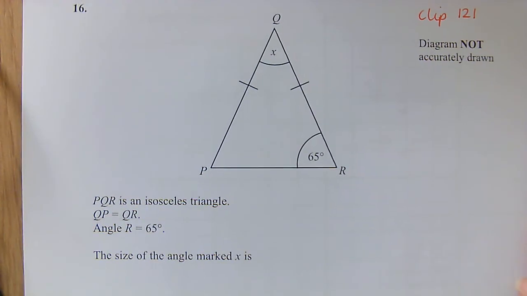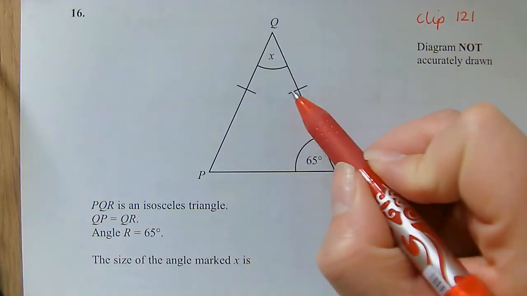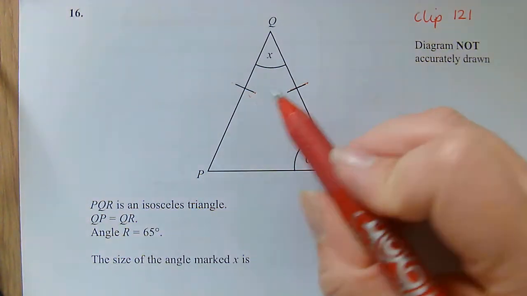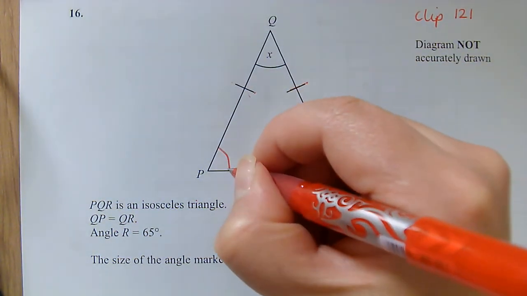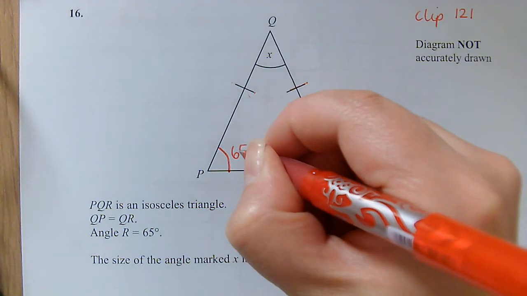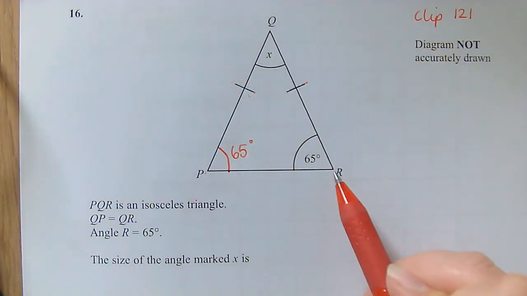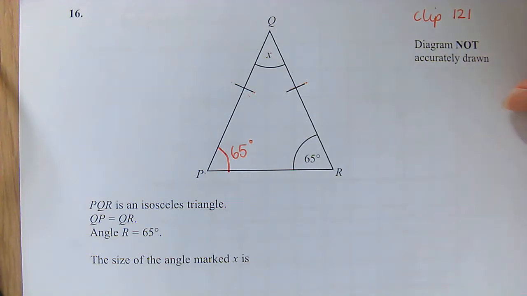Question 16, we've got an isosceles triangle. So remember, those little lines mean that the lines are equal in length. Isosceles triangle means our base angles are equal. So it means that angle QPR is also 65 degrees.